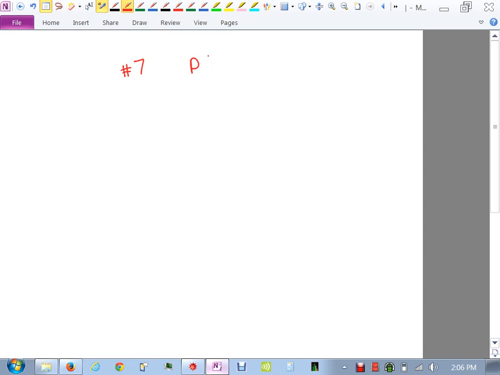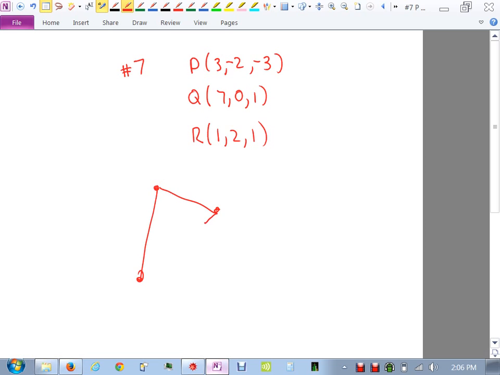So it says P is (3, -2, -3). That means the point P has the x, y, and z coordinates of 3, -2, 3. The point Q is (7, 0, 1). And the point R is (1, 2, 1). It says find the lengths of the sides of that triangle. So imagine in three-dimensional space, in 3D, you have 3 points. It wants you to find the lengths of the sides. Could you do that?